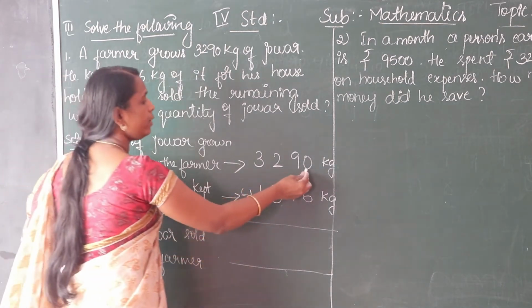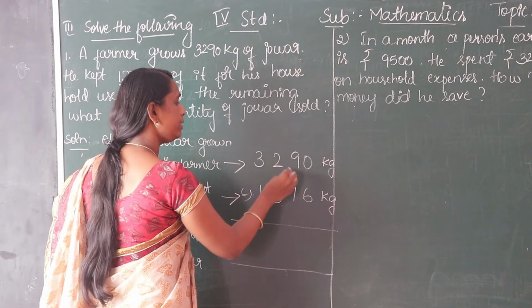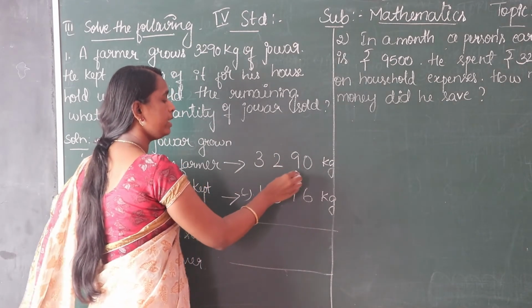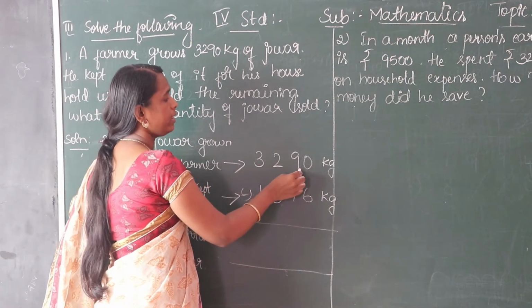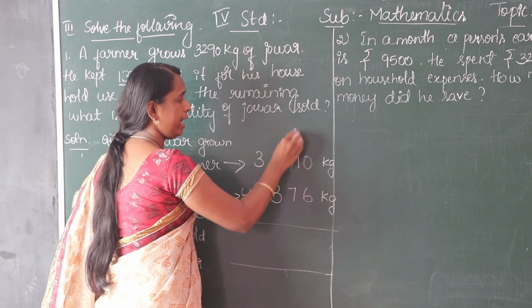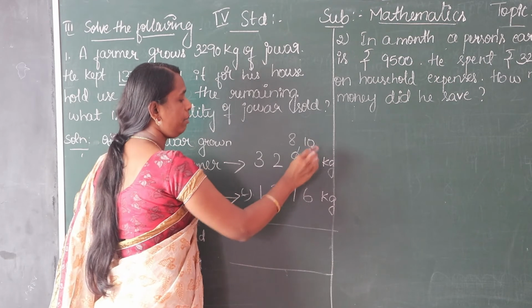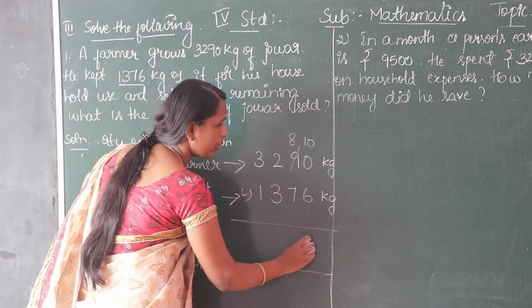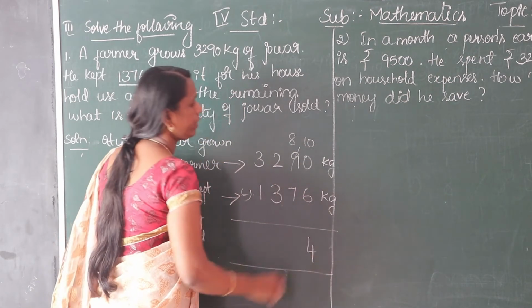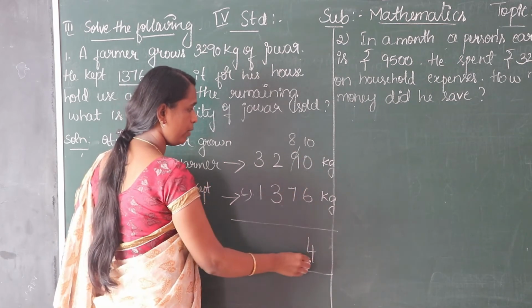See, 0 minus 6 is not possible. Take borrow from tens place. In the tens place 9 is there. This 9 becomes 8. This 0 becomes 10. 10 minus 6, how much? 4. 10 minus 6 is 4.